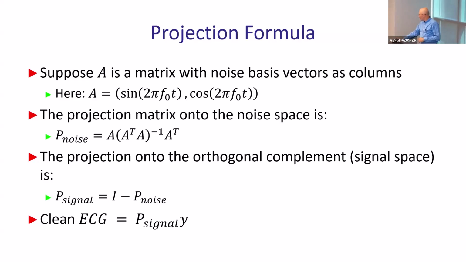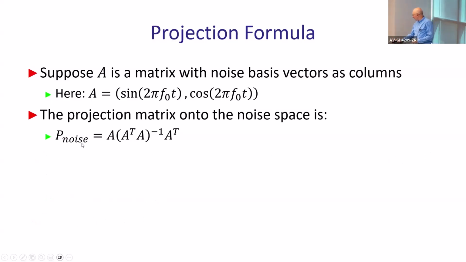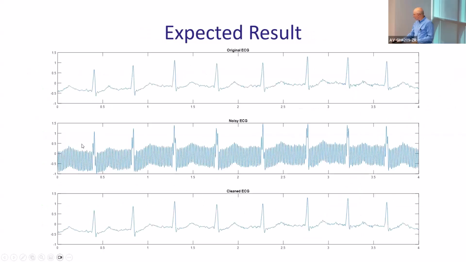This is the overall idea. So you have the formula coming from there. Let me share it again. This is where the formula I minus P noise is coming from. So P signal times Y will be that clean ECG, and we saw the result already. This is the Y signal, and this is the cleaned ECG after you multiply by that operator, which is practically the same as the original signal.